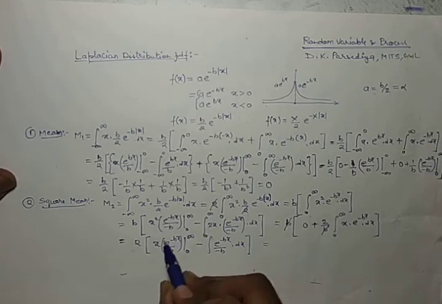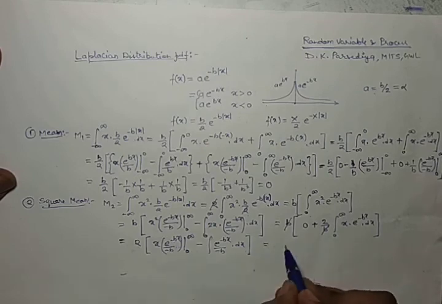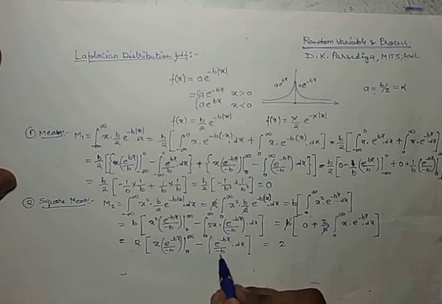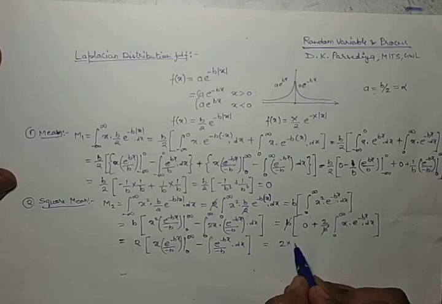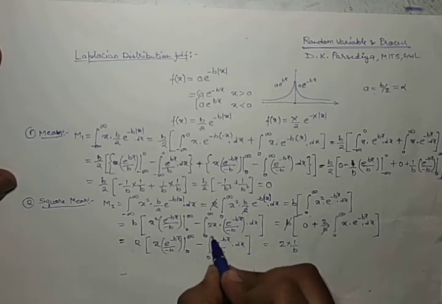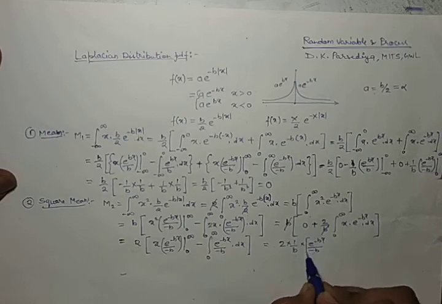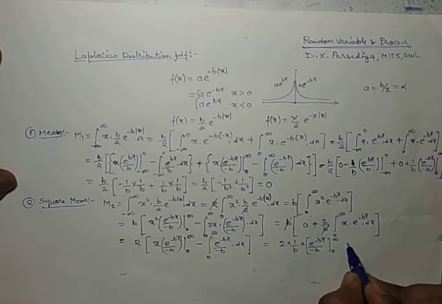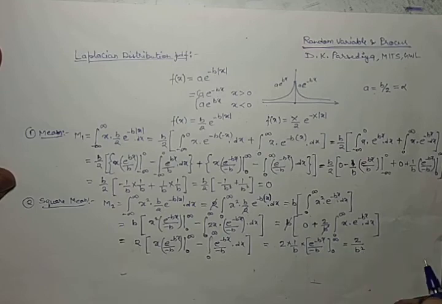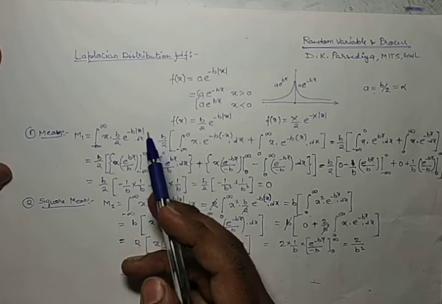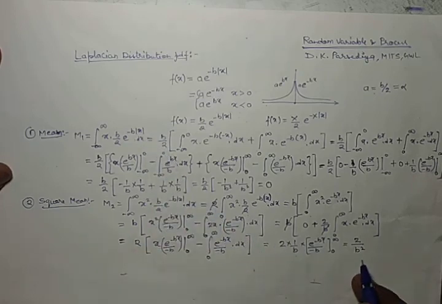So again this will be 0, so you will get 2, and this minus and minus b will give you 1 upon b outside, so 1 upon b, and since this integration is from 0 to infinity, this will give you e to the power minus bx upon minus b for the limit 0 to infinity. So when you solve it, you will get 2 upon b square. So the square mean for this Laplacian distribution function is 2 upon b square.